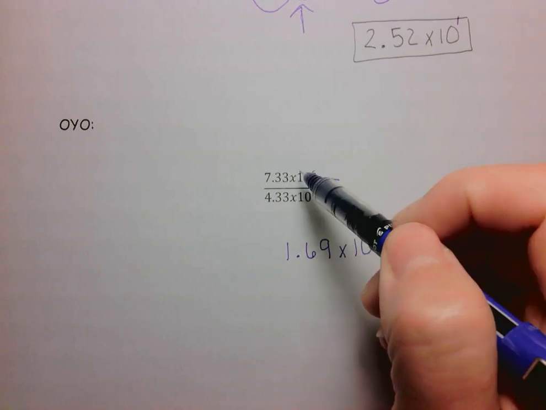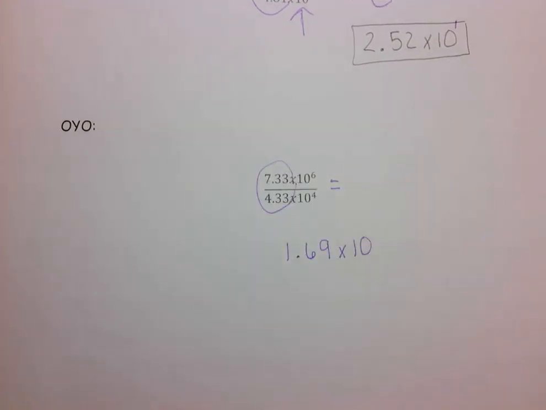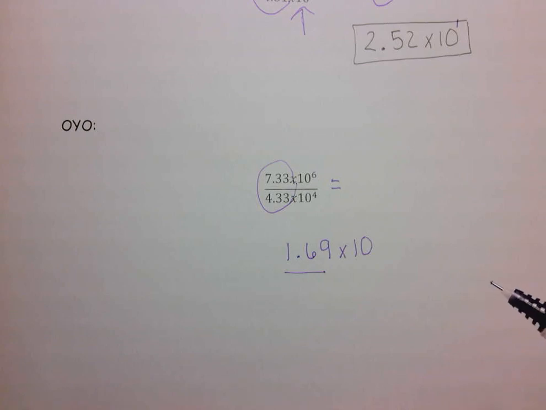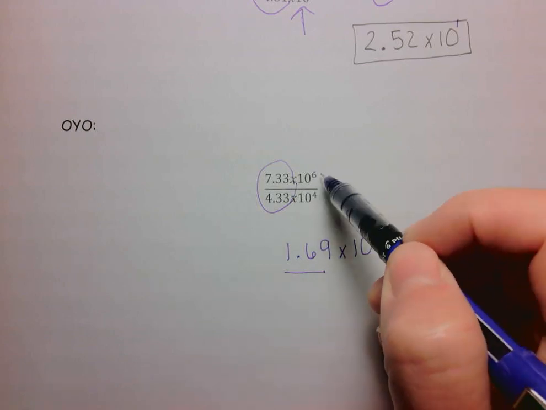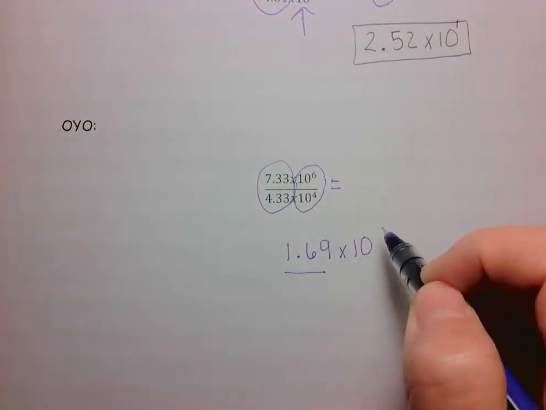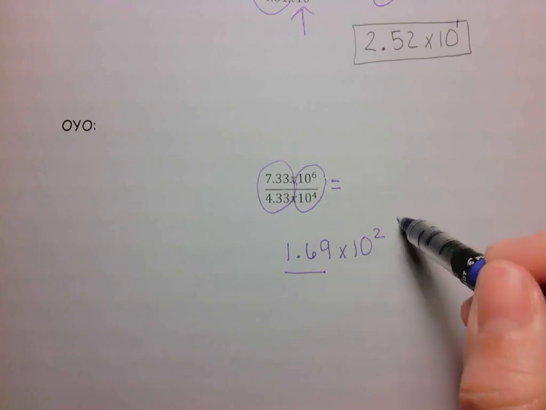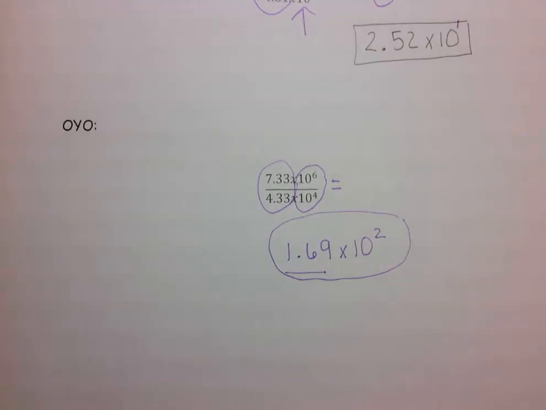So I went ahead and I divided everything that's not a base 10, and I got 1.69. And then I'm dividing powers that have the same base, so I subtract the exponents, and that's my answer. And this came out already in appropriate scientific notation.